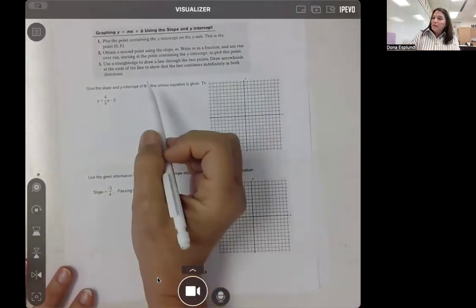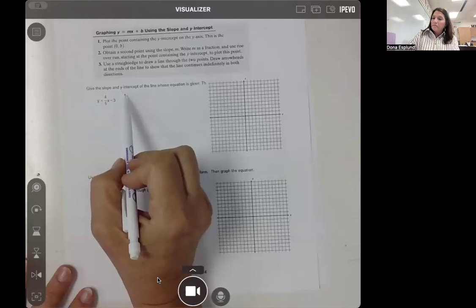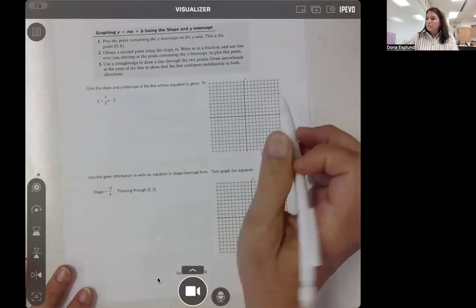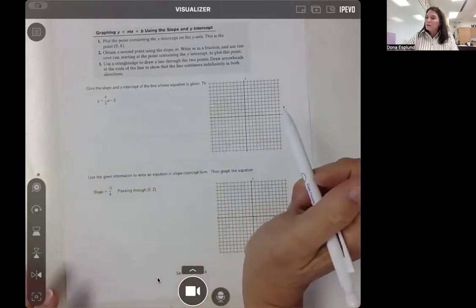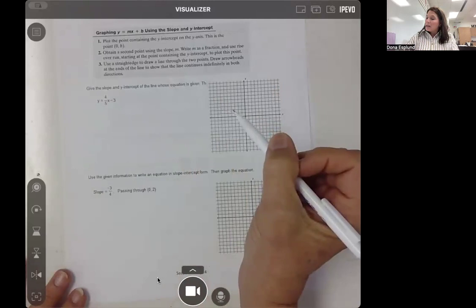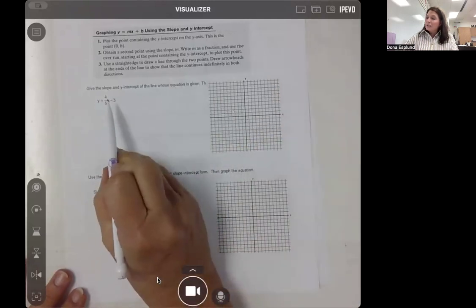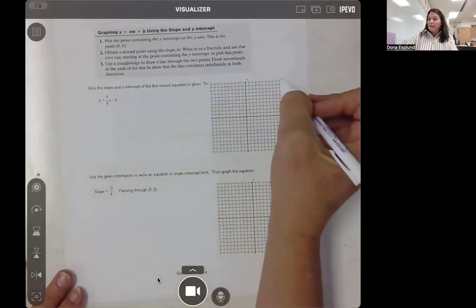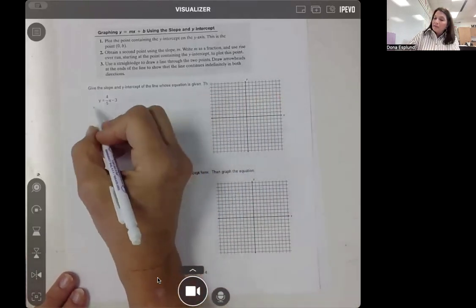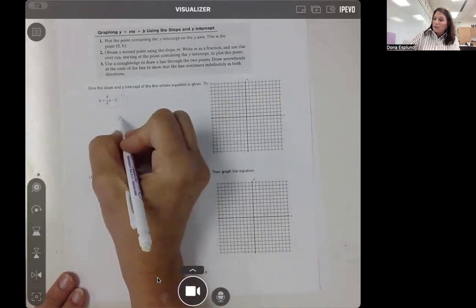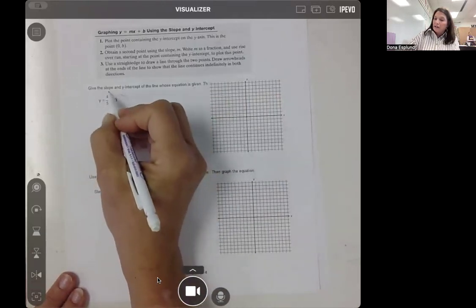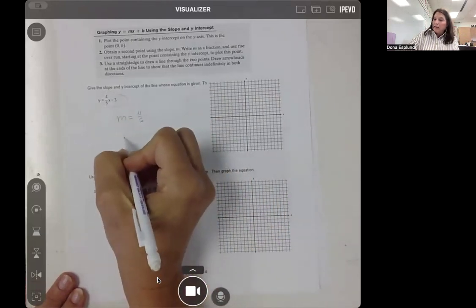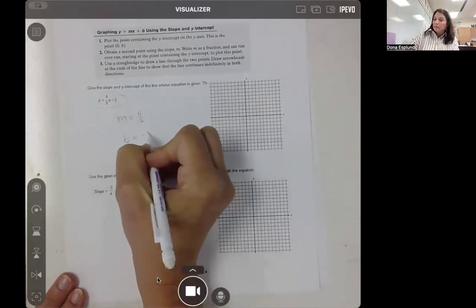Now on the next part, given that we have the slope intercept form of a line, we're asked to give the slope and the y-intercept of the line, and then graph it. If it's already in the slope intercept form, that means m is going to equal the number multiplied to the x. So it's going to be 4/5. And then my y-intercept, which was b, is going to be a -3.